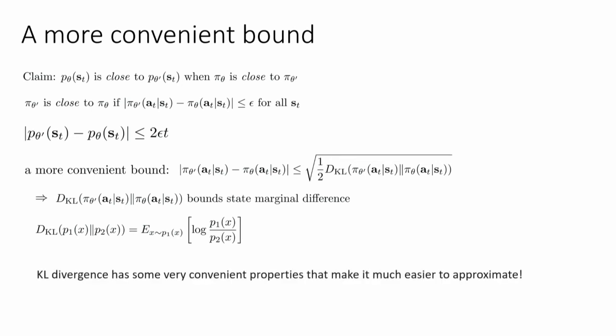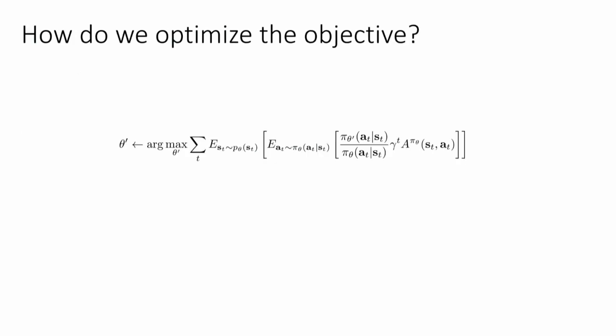So instead of actually constraining the total variation divergence between our two policies, we'll instead constrain their KL divergence, which will be much easier to do. Okay, so now we have a slightly different objective, the same objective but a slightly different constraint, which is that the KL divergence between the policies is bounded by epsilon. And now we'll try to actually think about how we can optimize it.